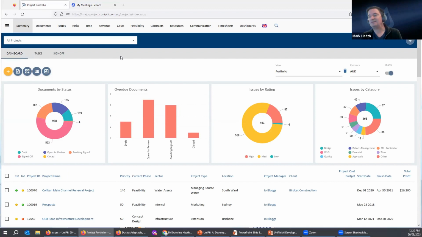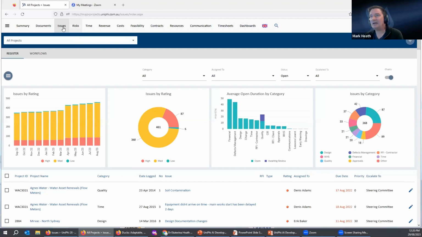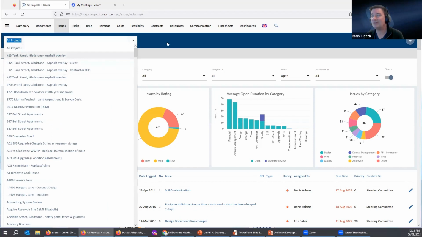So this is major projects. This is a dummy demonstration system. And I just wanted to demonstrate a few things that emphasize my point. So if I go into the issues system and we click on an issue here, this equipment didn't arrive. It's already known that it's a time-related delay, that it relates to this project or activity, depending on how you've structured this breakdown structure here.